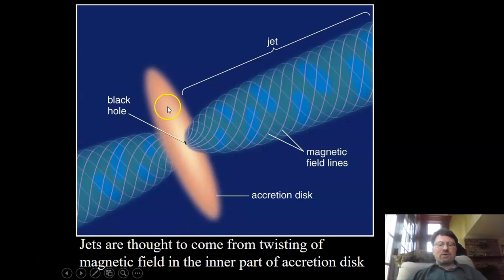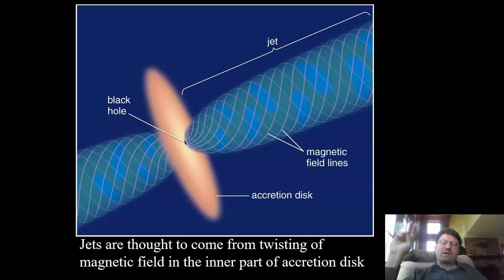So these jets that we're talking about, they're thought to originate from twisting magnetic fields that come from the inner part of the accretion disk. And then these twisted magnetic field lines will funnel the material that's being shot out. And it's around those magnetic field lines that the plasma in these jets cycles, and hence the radio waves would be emitted. So depending on where you're looking, you're going to see preferentially different amounts of different wavelengths of radiation.